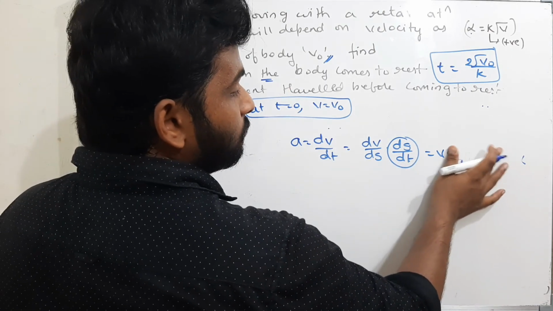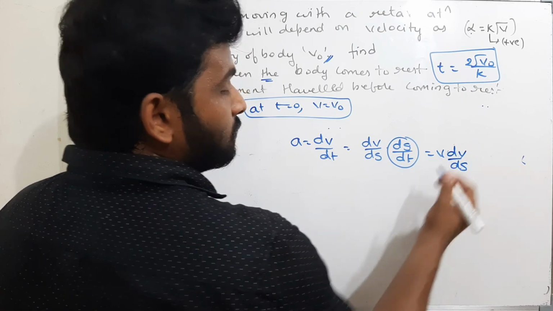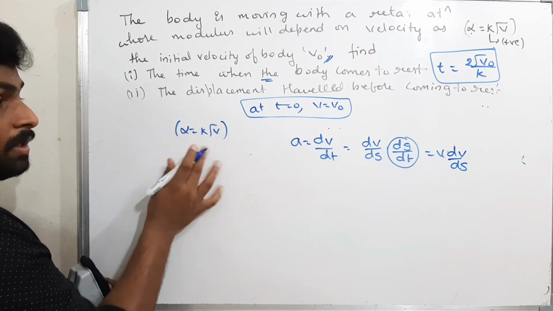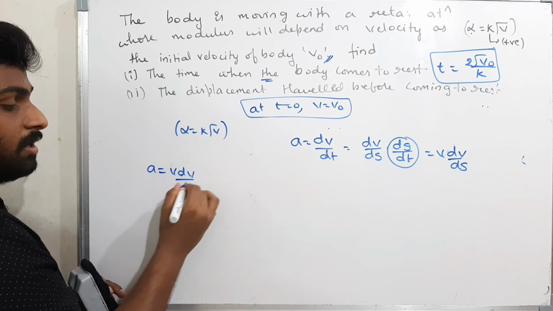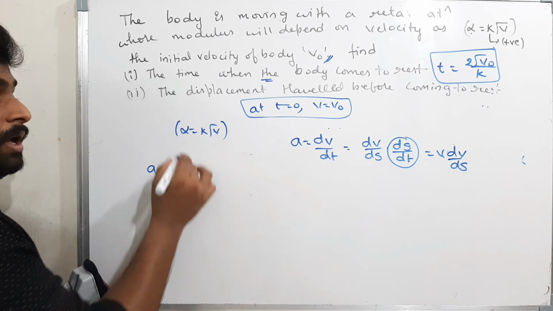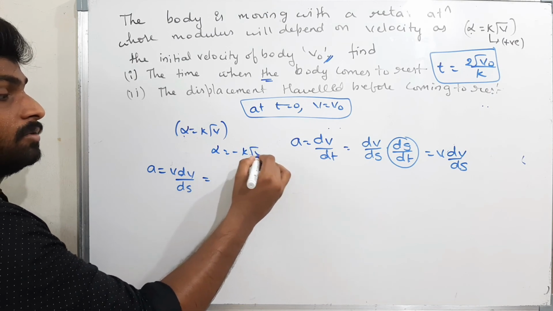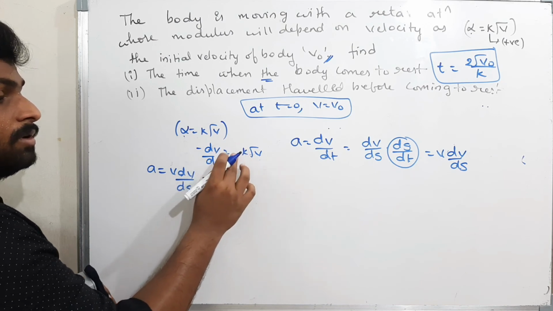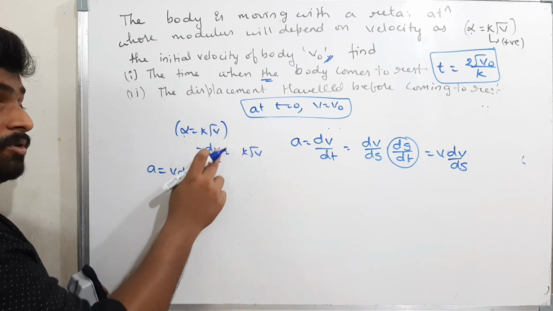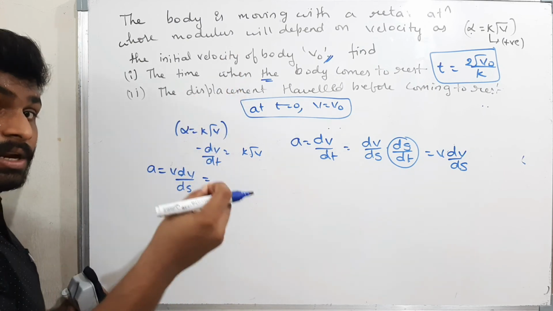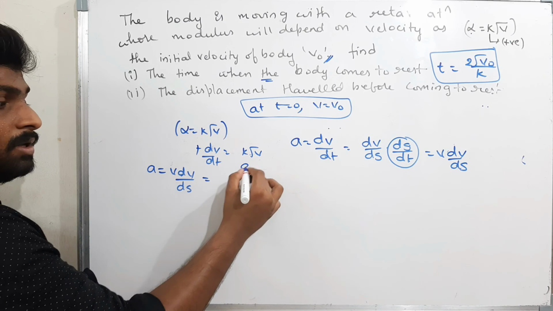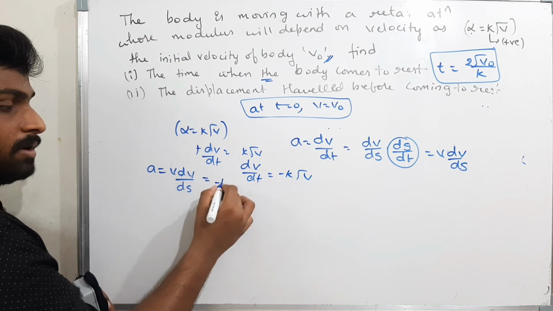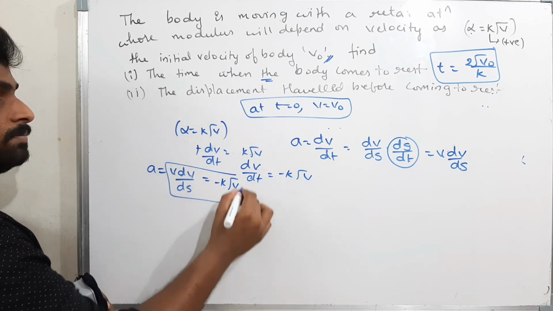V into dv by ds. Now same thing I am using here. What is alpha? Alpha is equal to how much? Acceleration is equal to v into dv by ds. Well and good. Which is equal to alpha is equal to minus k into root v. Alpha is nothing but minus dv by dt, which is equal to k into root v. Where minus dv by dt is nothing but alpha. Alpha is nothing but retardation. But what is acceleration? Acceleration is positive. That means dv by dt is equal to, acceleration is how much? Minus k into root v. Therefore, I am keeping acceleration is equal to minus k into root v. I got the equation. Just integrate them.